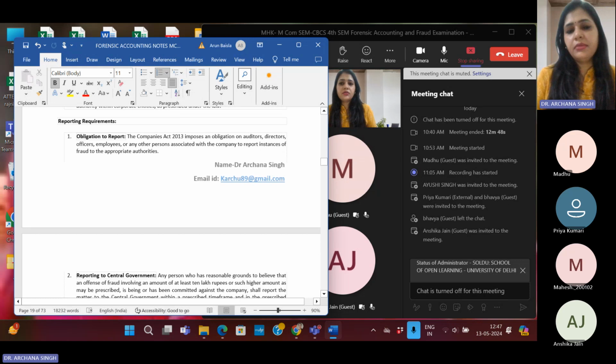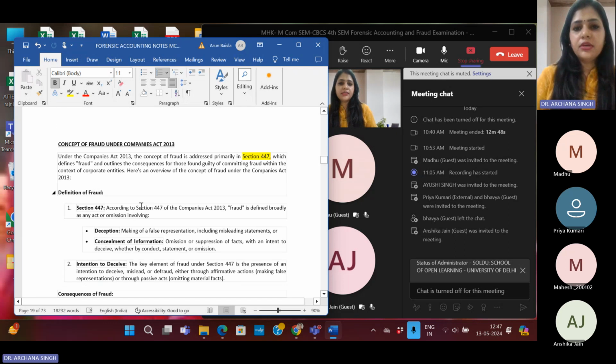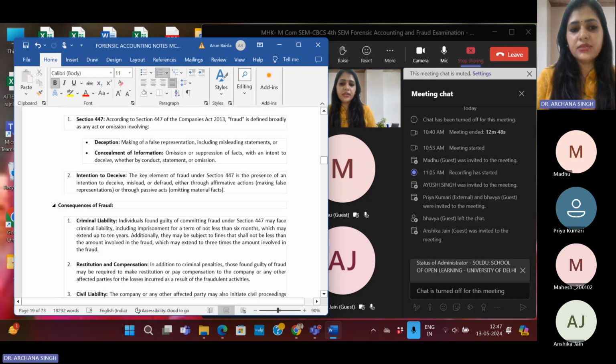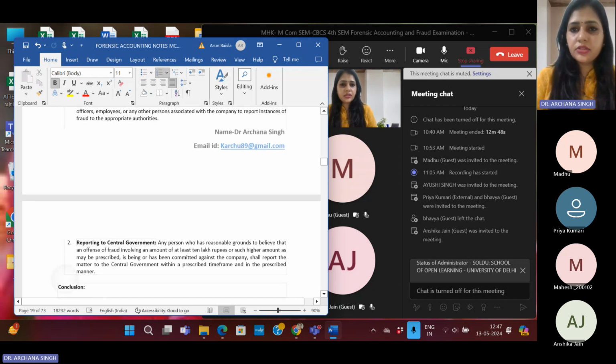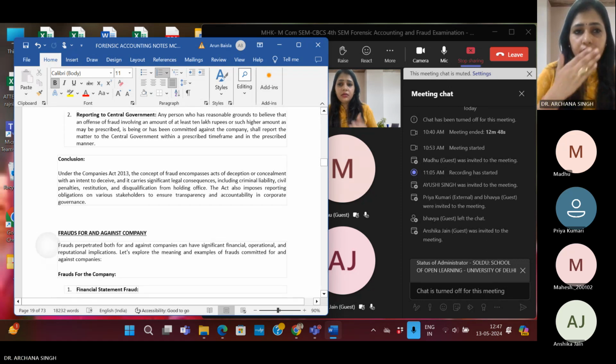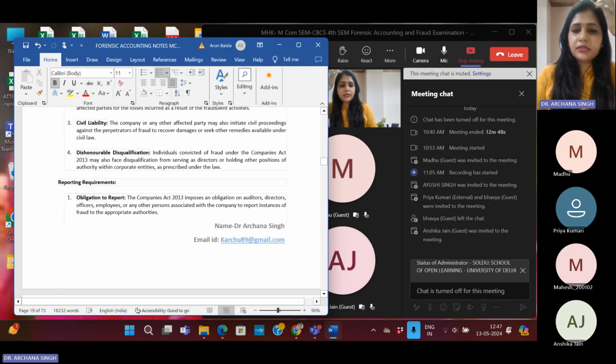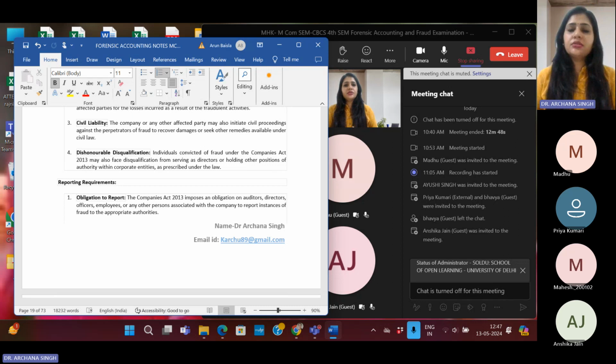Then reporting requirements according to the Companies Act 2013 and section 447. Okay, these are the definitions of fraud and consequences of fraud. Now, according to the Companies Act 2013, what are the reporting requirements? What are the requirements regarding reporting? Okay, so what are the obligations?